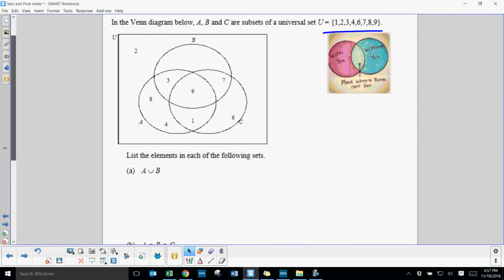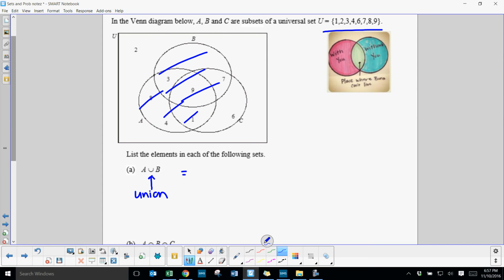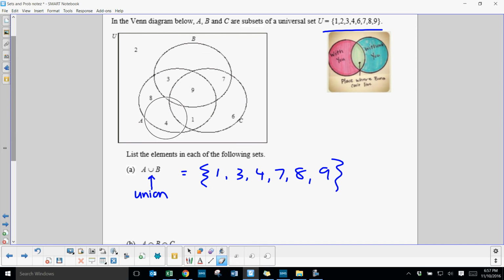So list the elements in each of the following sets. A union B, so just remind yourself that's a union. If you want, you can do a light shading of it. So which elements? We're asked to list the elements that are in that set. So it's 1, 3, 4, 7, 8, 9. Just have a look, have you got the same amount of numbers that we've listed? So I said, always good to use erasable stuff.